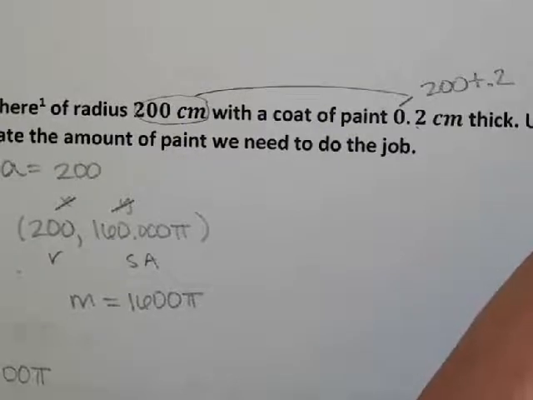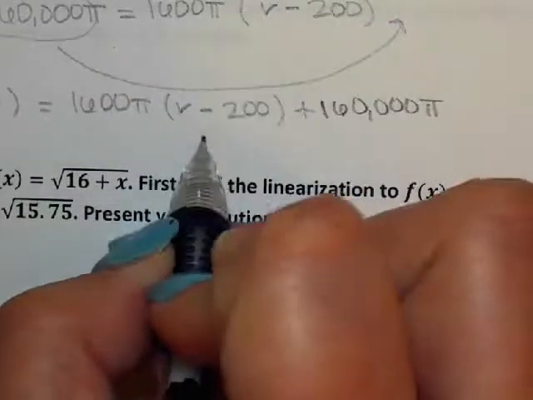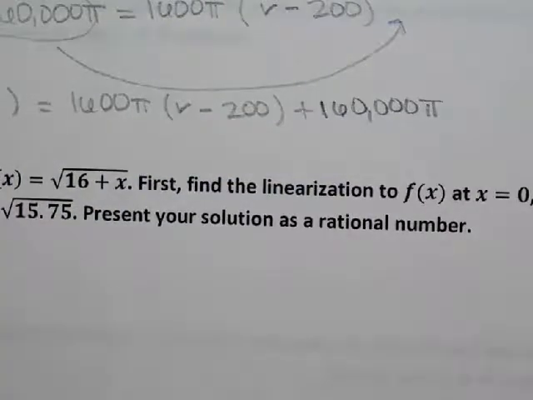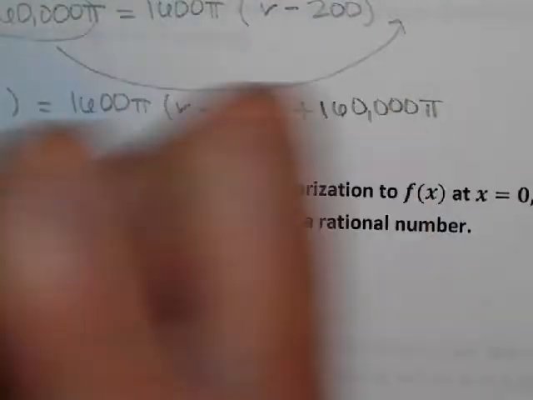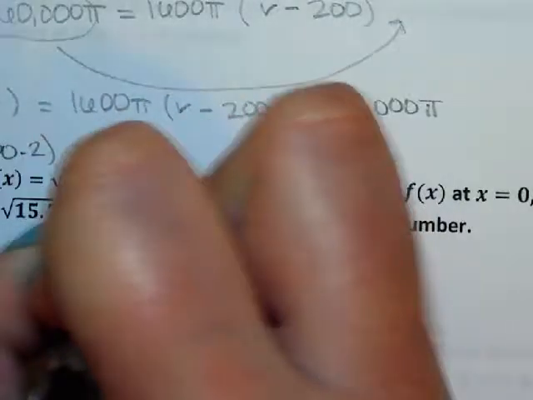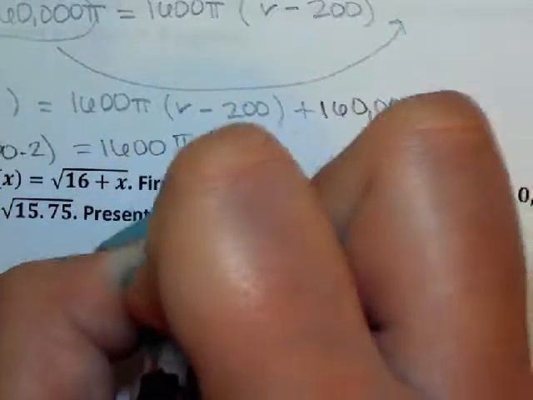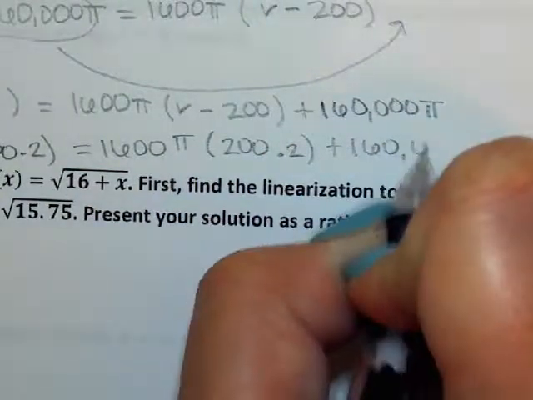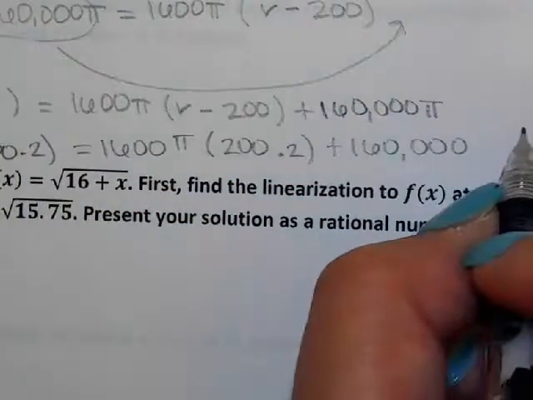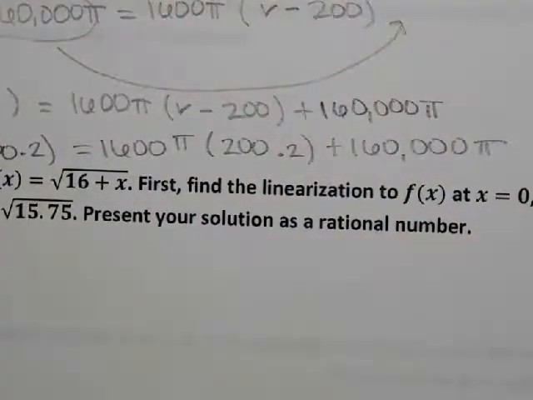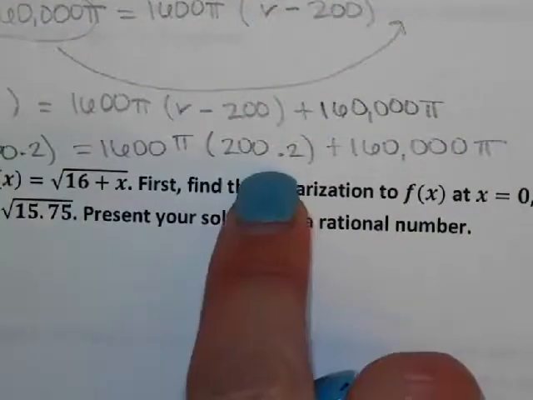You can kind of make sense of it because if you were to plug in just 0.2, you would have 0.2 minus 200, and that wouldn't really make sense. That'd be a weird negative number, okay? So let's go ahead and plug this in. We're going to do L of 200.2 equals 1600 pi times 200.2 plus 160,000 pi. Oh, minus 200. I missed my minus 200.